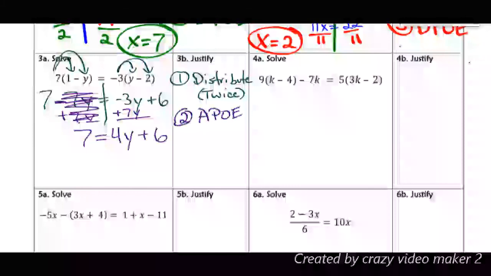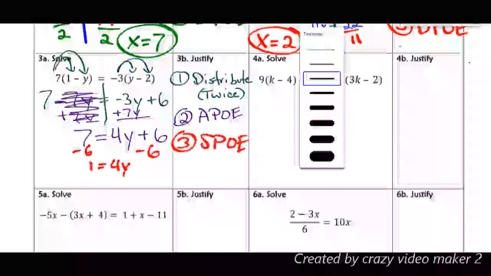Now I have a two-step equation. I'm going to subtract the 6 from both sides. I want to cancel out the plus 6 by minusing 6 from both sides. Gives me 1 equals 4y. That is subtraction property of equality.